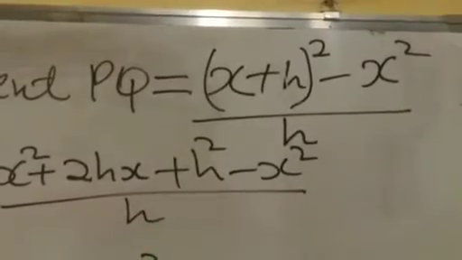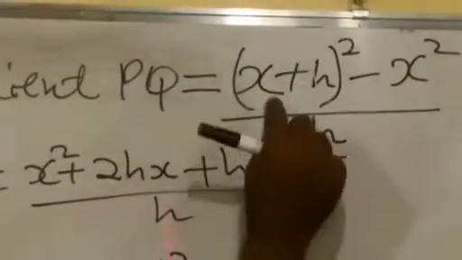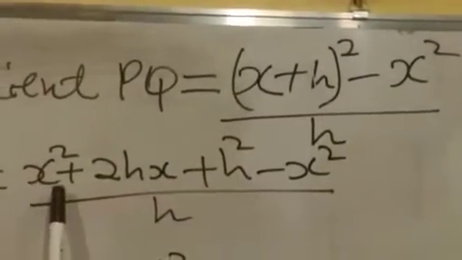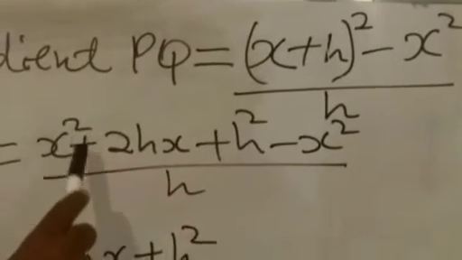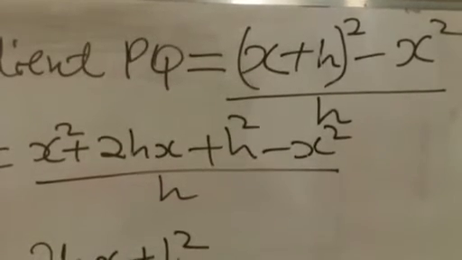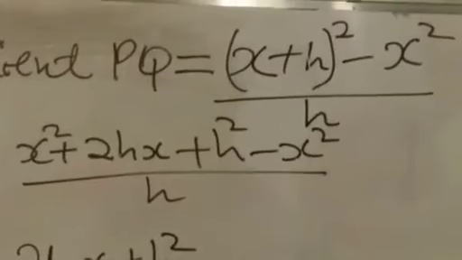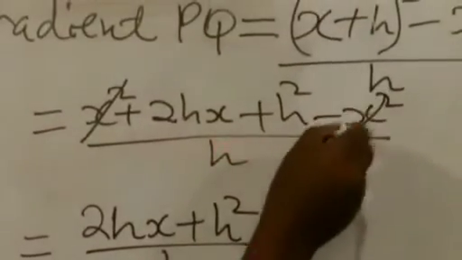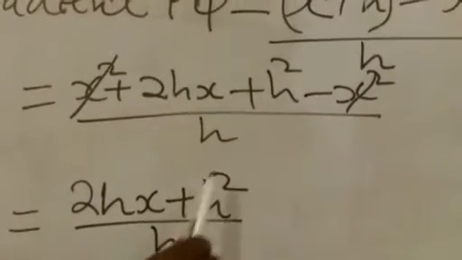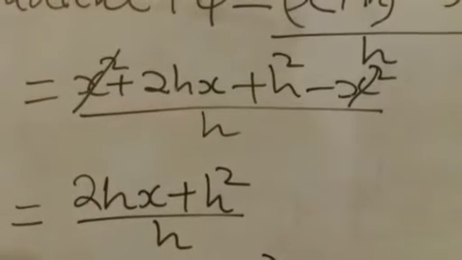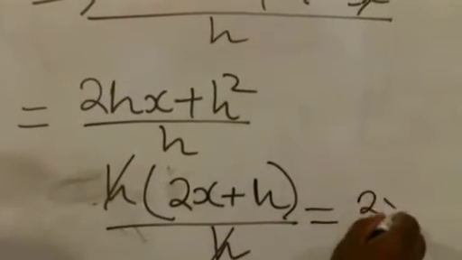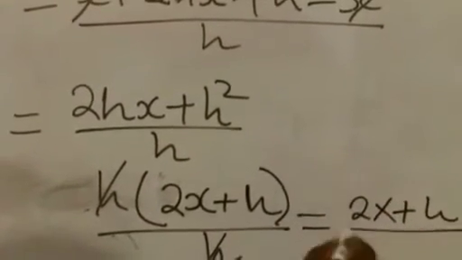Now, over h. I want us now to expand this (x plus h) squared minus x squared. If we expand this one, it will give us x squared plus 2hx plus h squared minus x squared, over h. Now, collecting our like terms, we have x squared and x squared going, and we will be left with 2hx plus h squared over h. Then when we factor out h, we have h and h going, and it will leave us with 2x plus h.